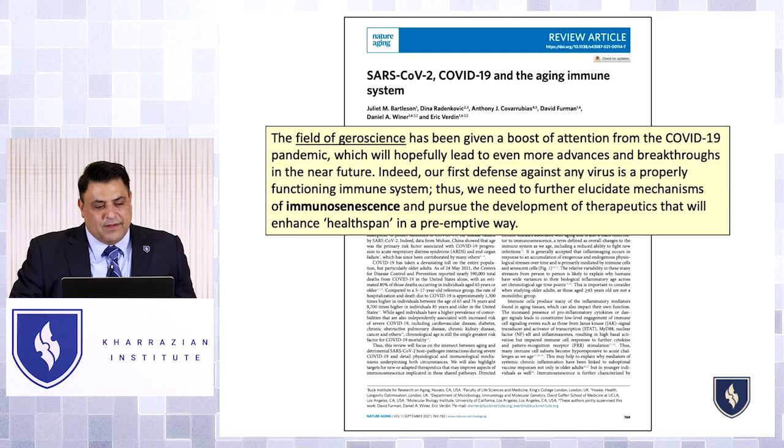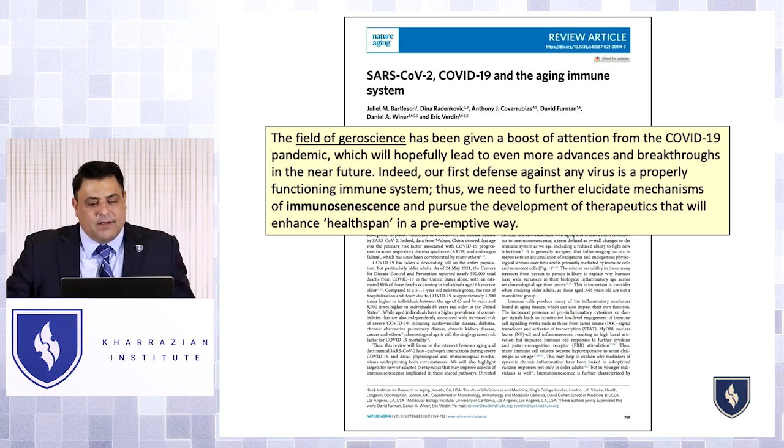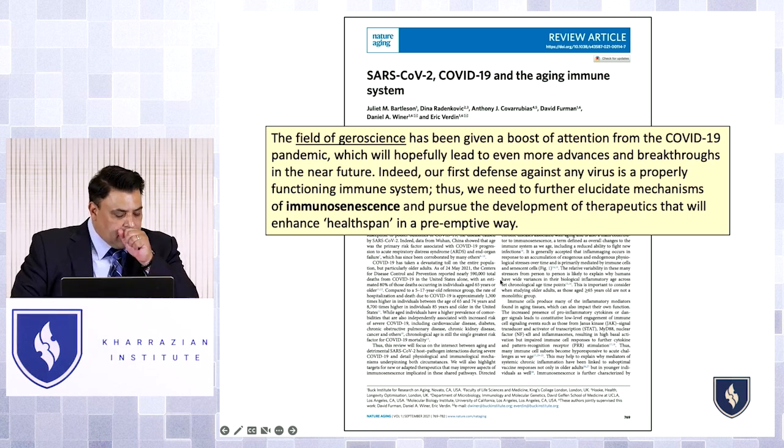Now, when you look at the pandemic, there was this paper that was published called SARS-CoV-2, COVID-19 and the Aging Immune System. And they tried to explain why certain people were dying from COVID-19 or having long COVID, and why some people were more compromised than other people. And obviously the geroscience researchers explained it through the basic concept of geroscience, and this is what they went on to say.